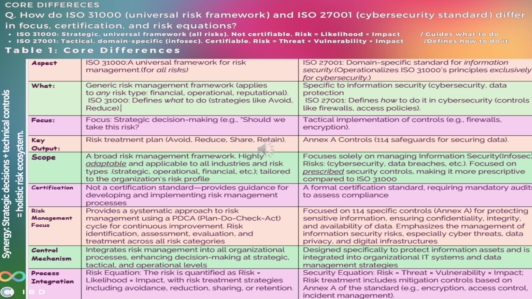Their risk equations also differ. ISO 31000 calculates risk as likelihood multiplied by impact, while ISO 27001 factors in threats and vulnerabilities. Together, they cover the full spectrum of risk management, strategy, and execution.